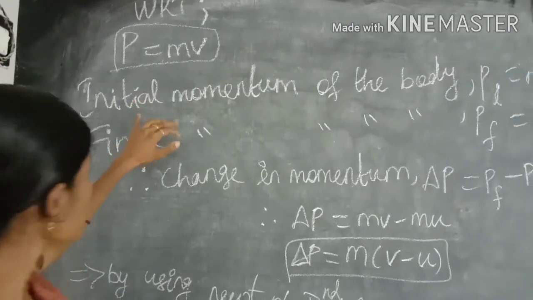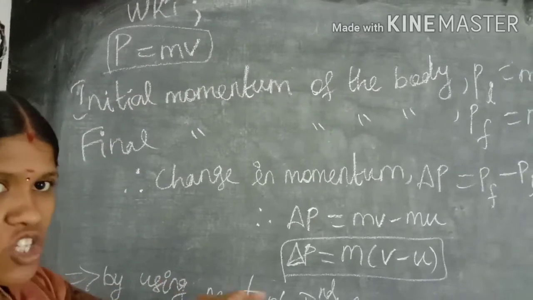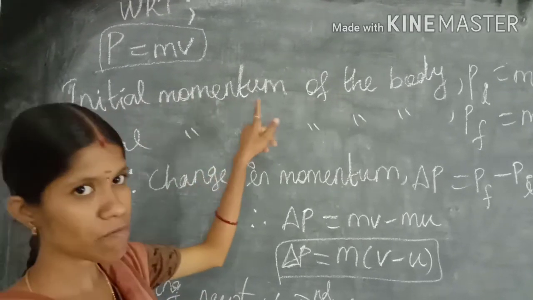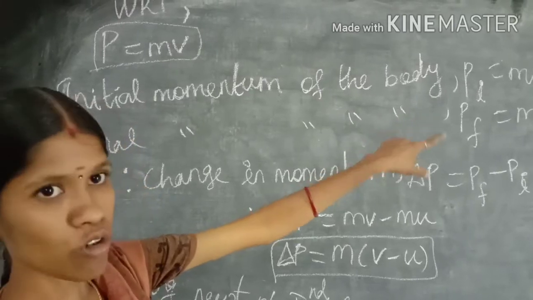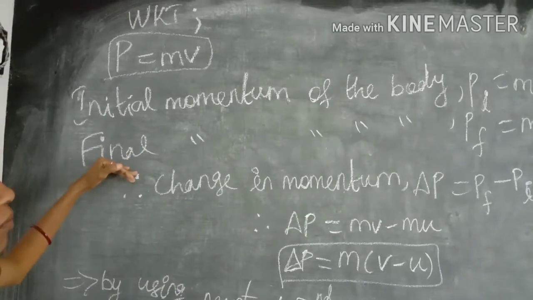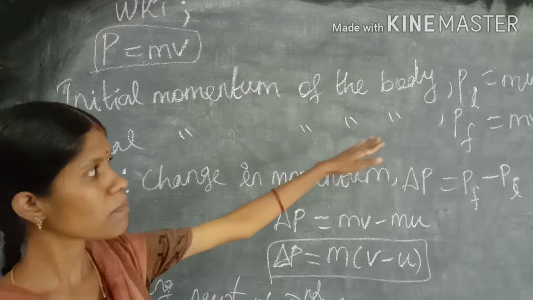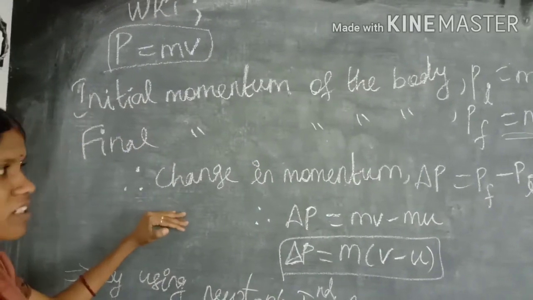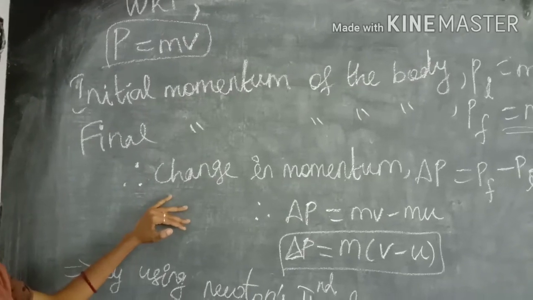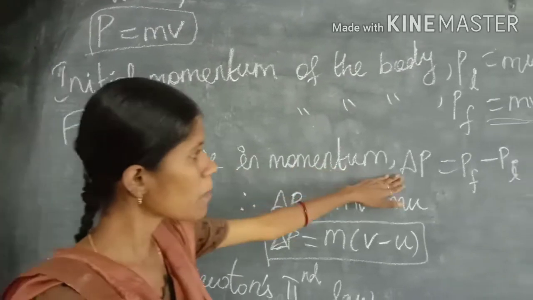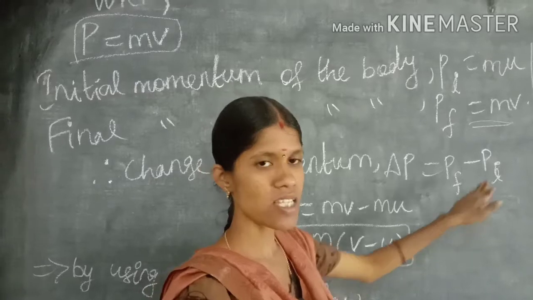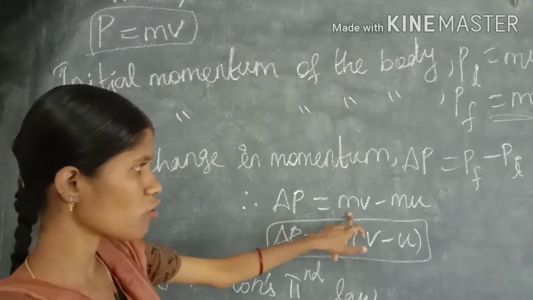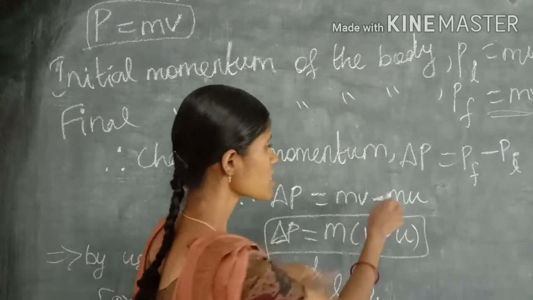Students, here we have two cases: initial momentum and final momentum. The initial momentum of the body is given by p_i is equal to m into u, and the final momentum of the body is given by p_f is equal to m into v. The change in momentum, del p, is equal to final momentum minus initial momentum, so del p is equal to m v minus m u.